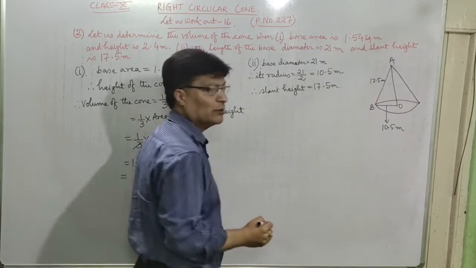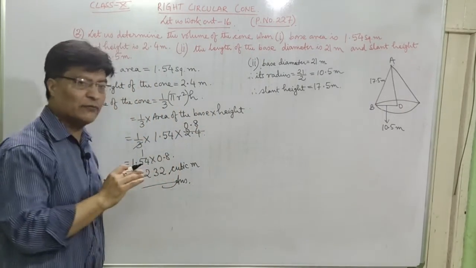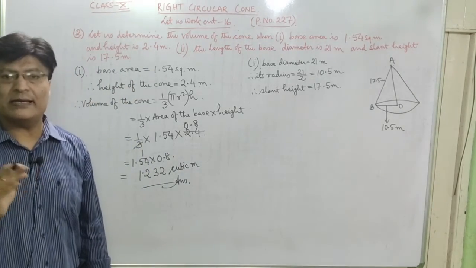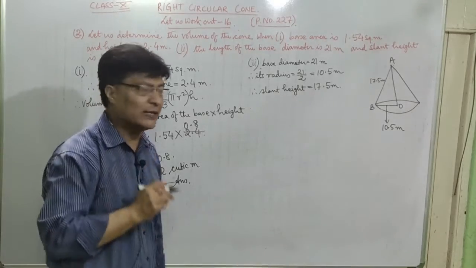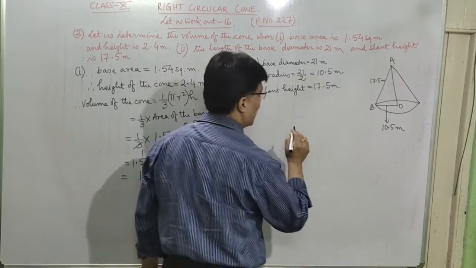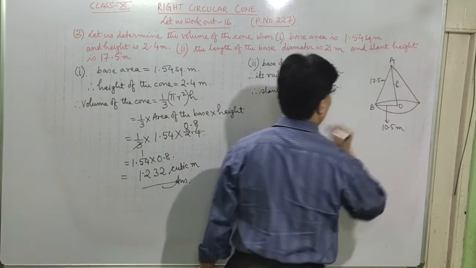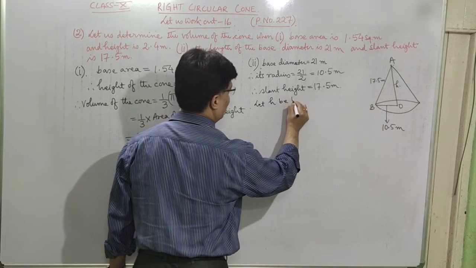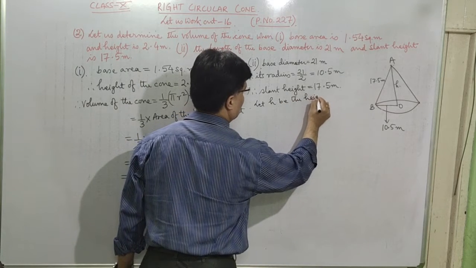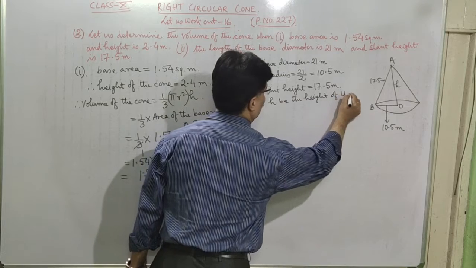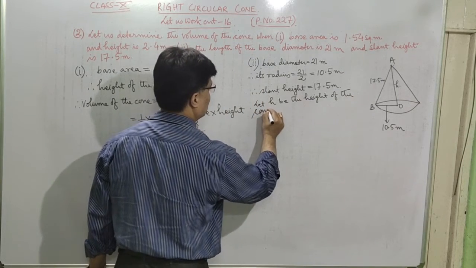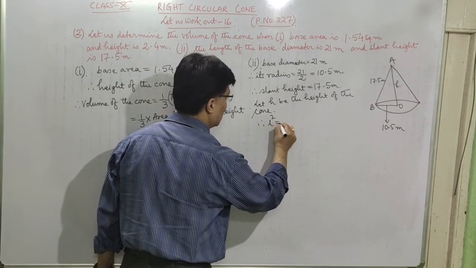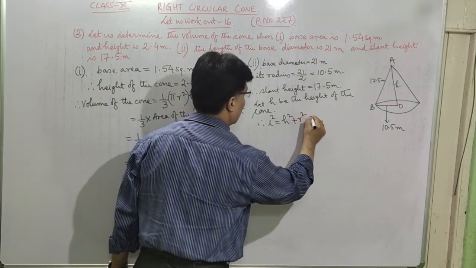So you have to calculate the height of the cone. Because in order to get the volume of the cone, you should know the height of the cone, because the formula for the volume of the cone is 1/3 pi r square h. So you should know the vertical height of the cone. Let h be the height of the cone. Now you know the Pythagoras theorem, that is L square is equal to h square plus r square.